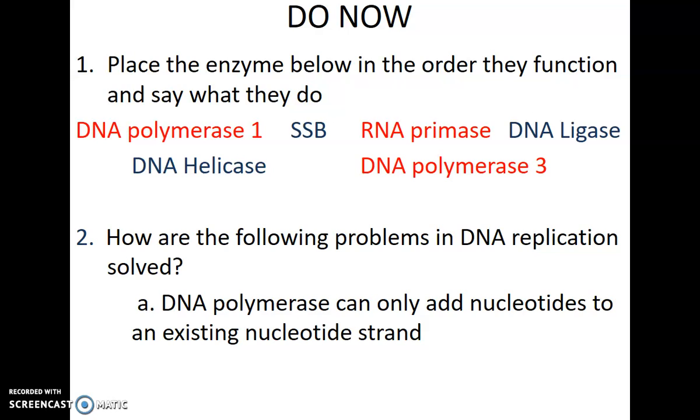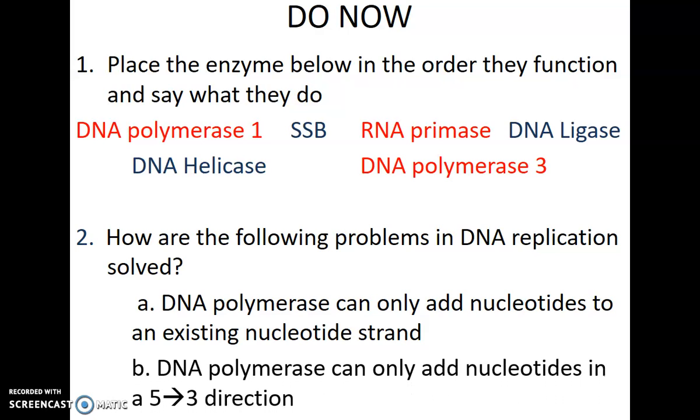So I'm going to go over the do now and give you the answers to make sure that you got them right. So this is the do now. It says place the enzymes below in the order they function and say what they do. The first one that functions is DNA helicase, and DNA helicase unwinds the two strands of DNA by breaking the hydrogen bonds between them.